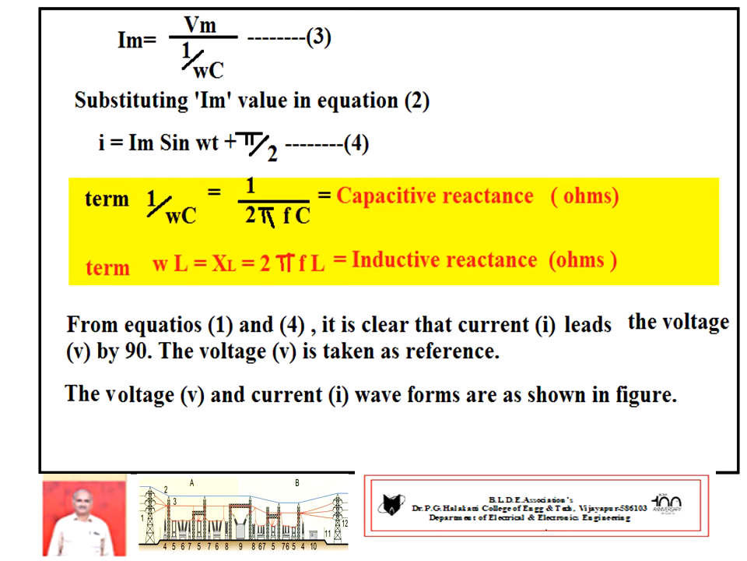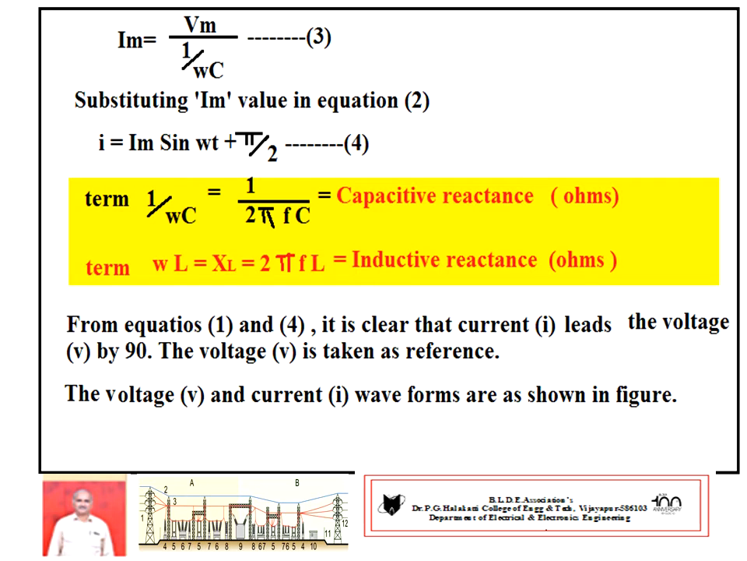Next, substituting this Im value in equation 2, or equation 2 may be rewritten as: Vm divided by 1 by omega C term becomes Im. So finally the expression becomes I equal to Im sin omega t plus pi by 2. You give the equation number 4. The term 1 divided by omega C is known as capacitive reactance. It may be represented by Xc, X suffix c, because X is used for reactance. For capacitance C, Xc equal to 1 over omega C.